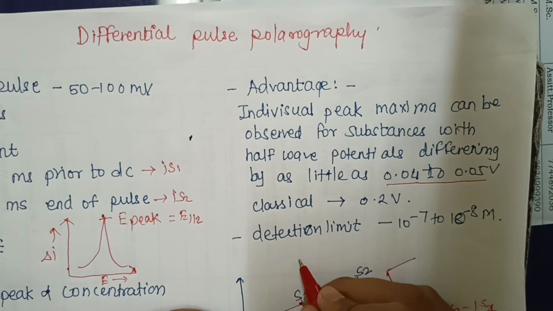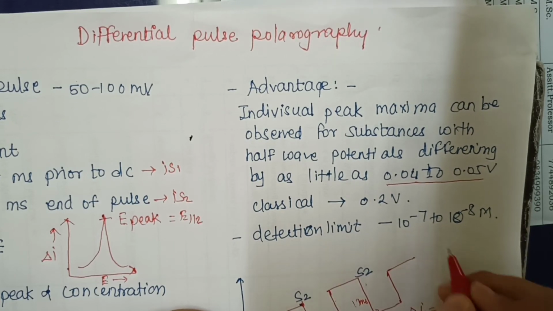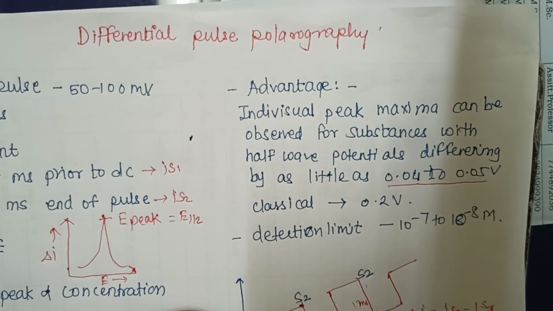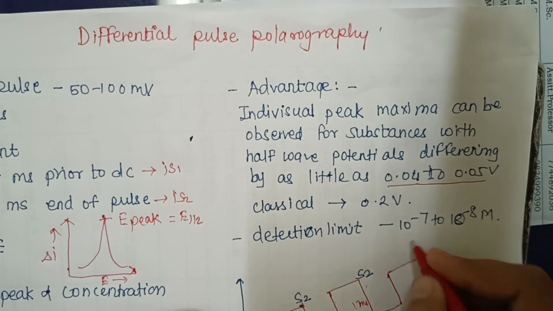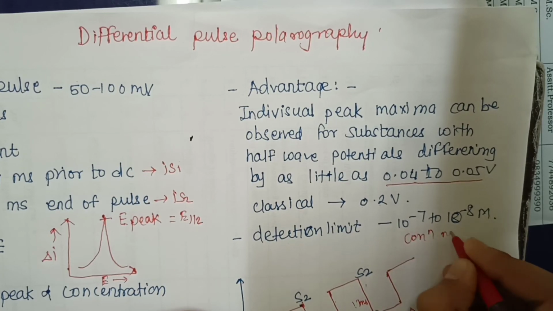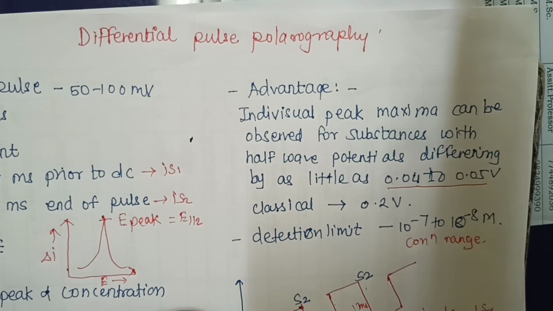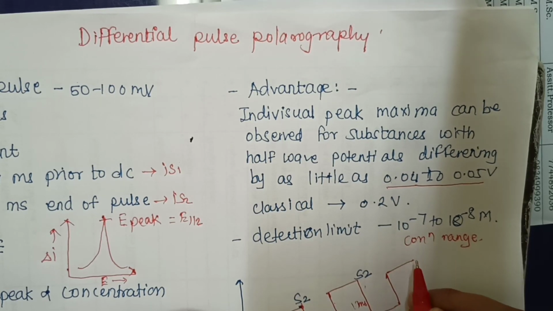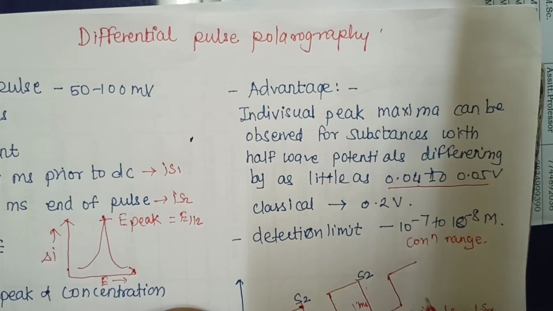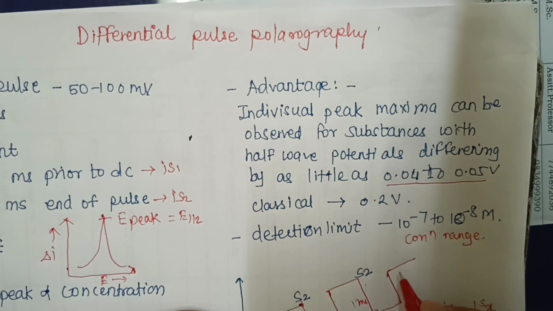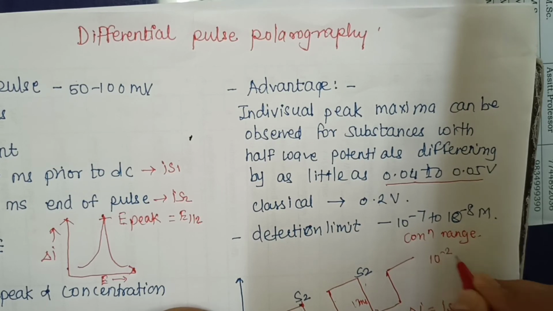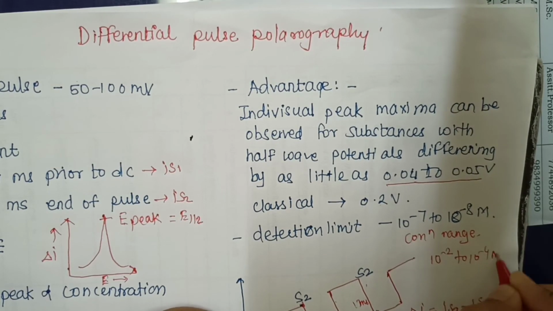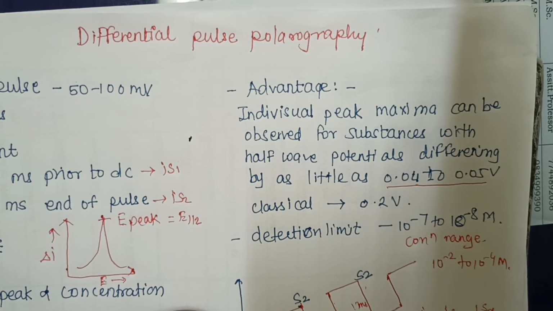This technique has a detection limit of 10 raised to minus 7 to 10 raised to minus 8 molar concentration range. We have seen that in pulse polarography the concentration range is also the same, 10 raised to minus 7 to 10 raised to minus 8 molar. But in classical or normal polarography the detection range is 10 raised to minus 2 to 10 raised to minus 4 molar. So we prefer this technique over classical polarography.